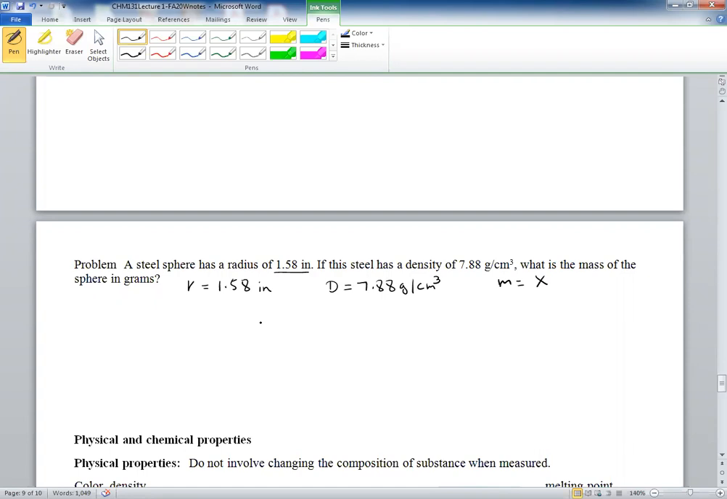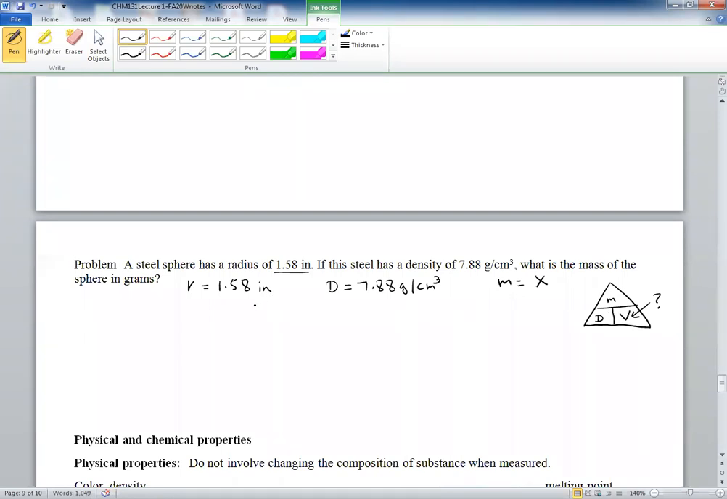Now, let's think about it. How do we solve for the mass if we're given the density? If you recall, we had this triangle right here. The missing piece of the puzzle is volume. So in order for us to solve for the mass, we need the volume. So can we do it from the information that's given?